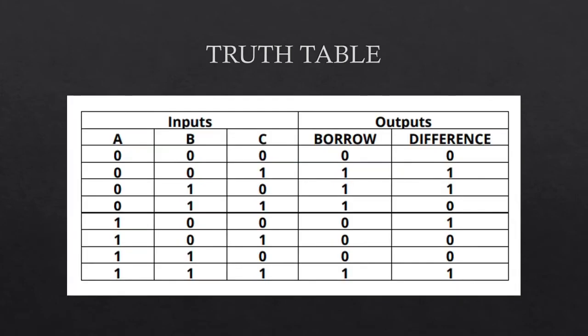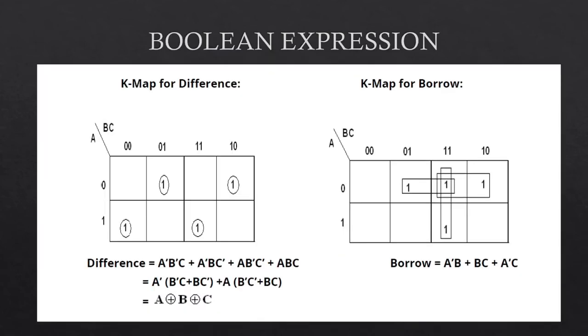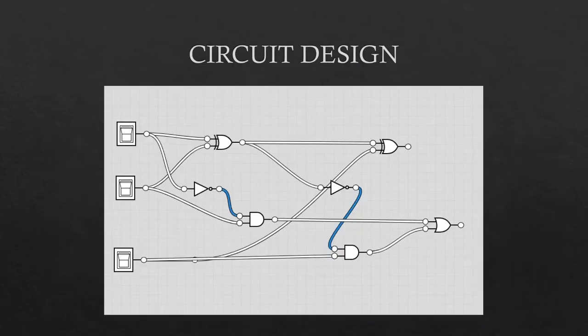So here is a truth table where we subtract 3 different digits, and the borrow and difference are the outputs for the respective inputs. So based on the truth table, we once again plot a K-map for the difference and for borrow separately. So the Boolean expression for difference is A XOR B XOR C, and the Boolean expression for borrow becomes A dash B plus BC plus A dash C. So this is how the circuit looks like for a full subtractor.